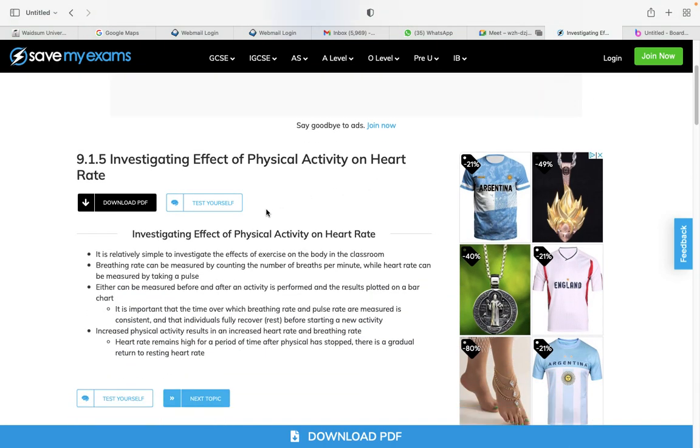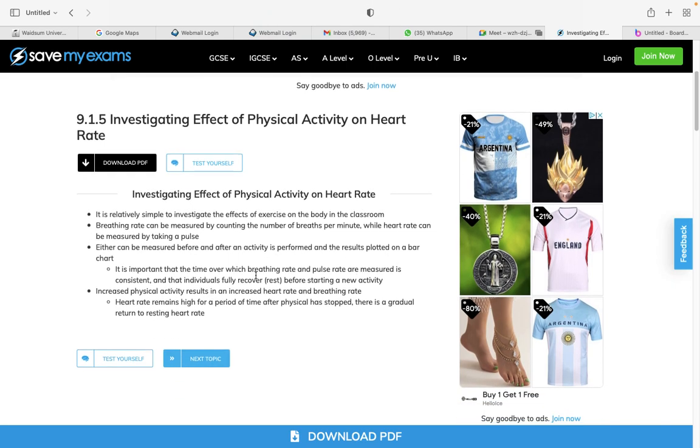Now, investigating the effect of physical activity on the heart rate. Here we're looking at the effect of physical activities, the physical things that you do, on our heart rate. It's relatively simple to investigate the effects of exercise on the body in the classroom, right? We can do this in the classroom.